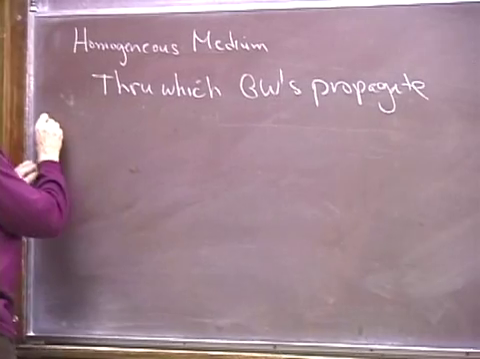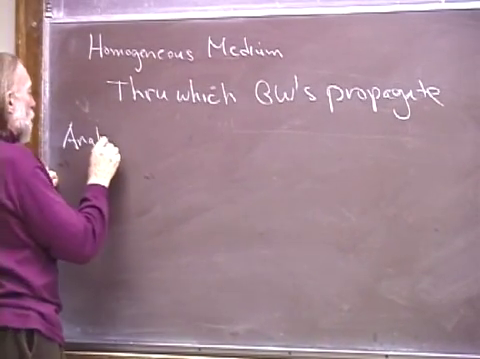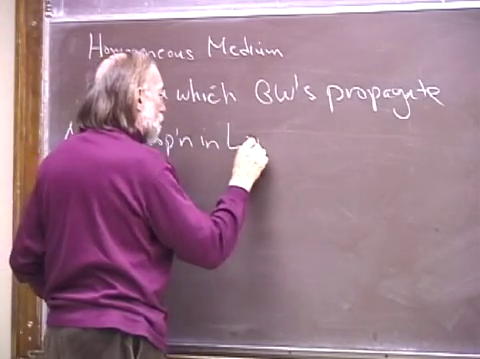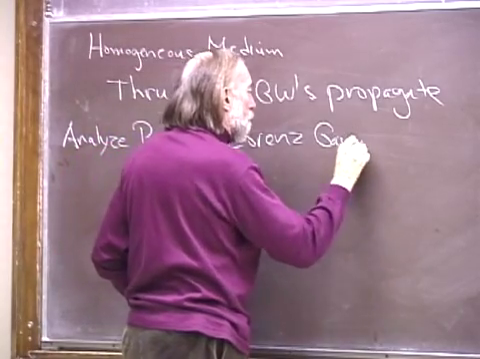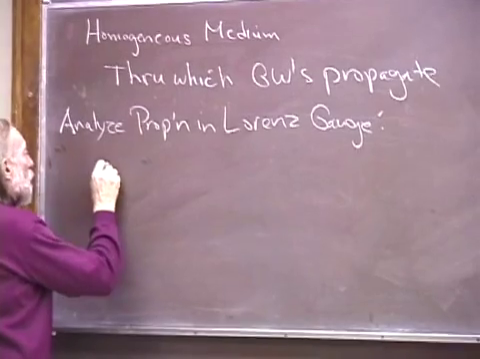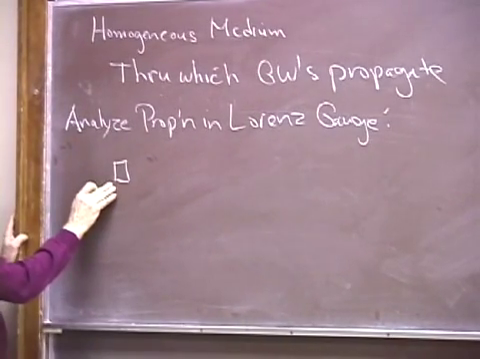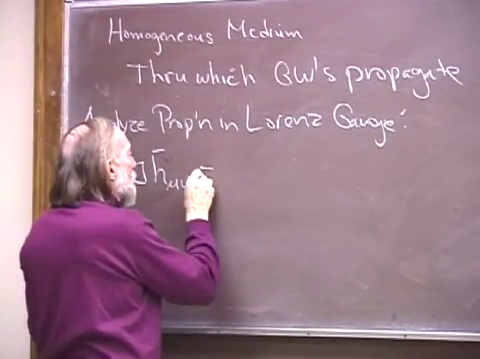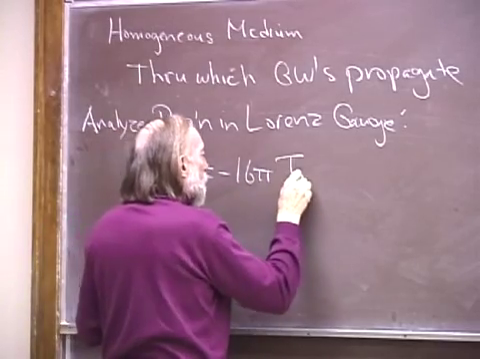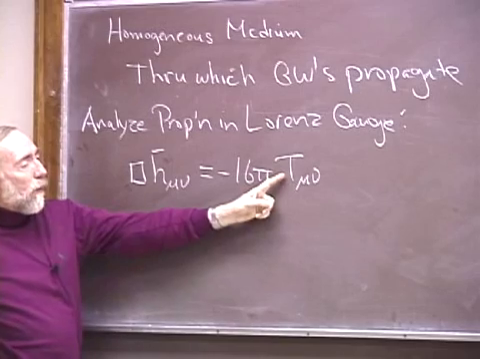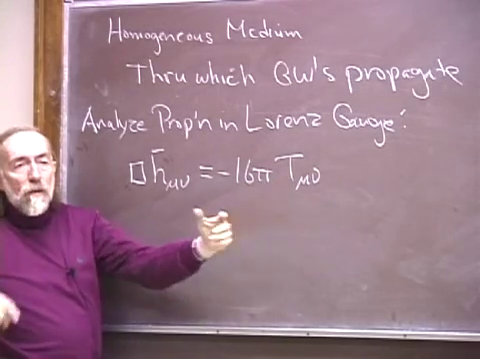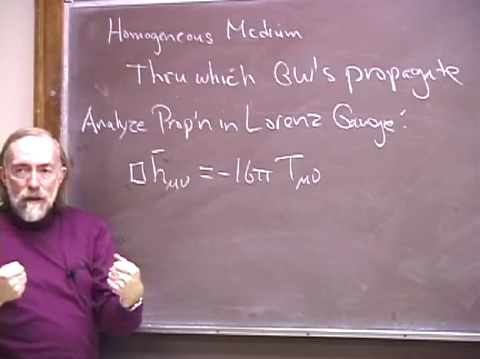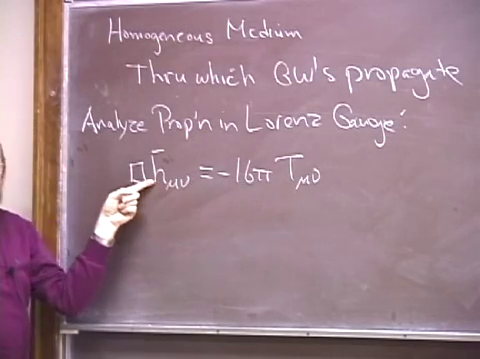And I want to analyze the propagation in Lorentz gauge. And so I want to look at the equation which says that the wave operator acting on the trace reversed metric perturbation is equal to minus 16 pi times the stress energy tensor. And the stress energy tensor I'm going to be concerned with is the stress energy tensor associated with the waves themselves perturbing the medium through which they propagate. And so that perturbation in the stress energy tensor caused by the waves then acts back on the waves through the wave equation.